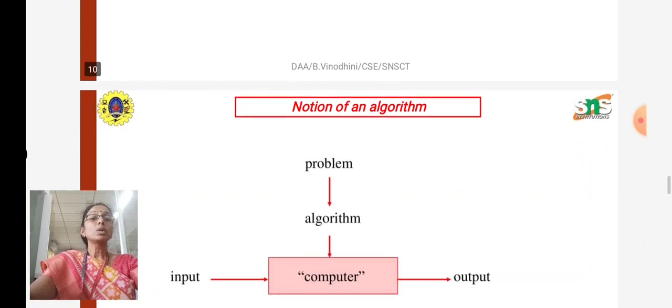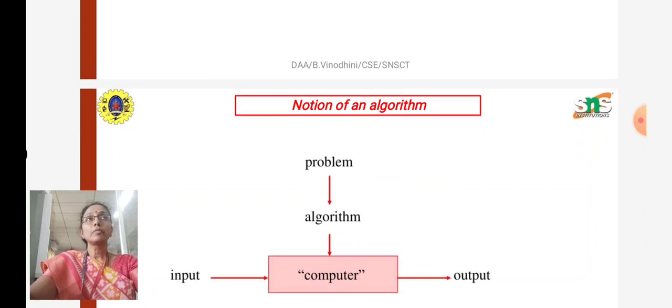Next we will see what the notion of an algorithm is. For a given problem, we have a set of instructions that solves it. That set of instructions is called an algorithm. Using that algorithm we solve the problem. After that, we feed those instructions into a computer using coding. For those instructions we give a certain input and we get a certain output. That is the notion of an algorithm, the procedure of any algorithm.